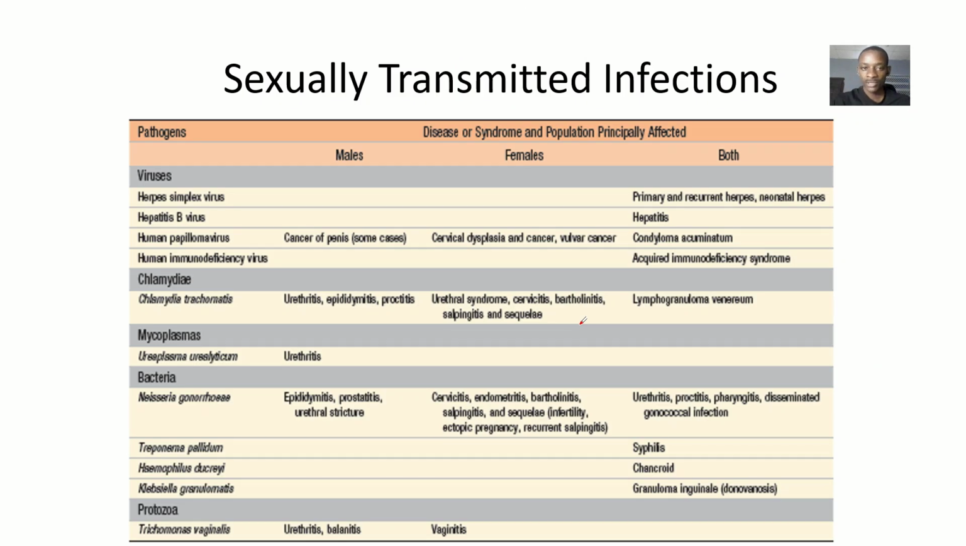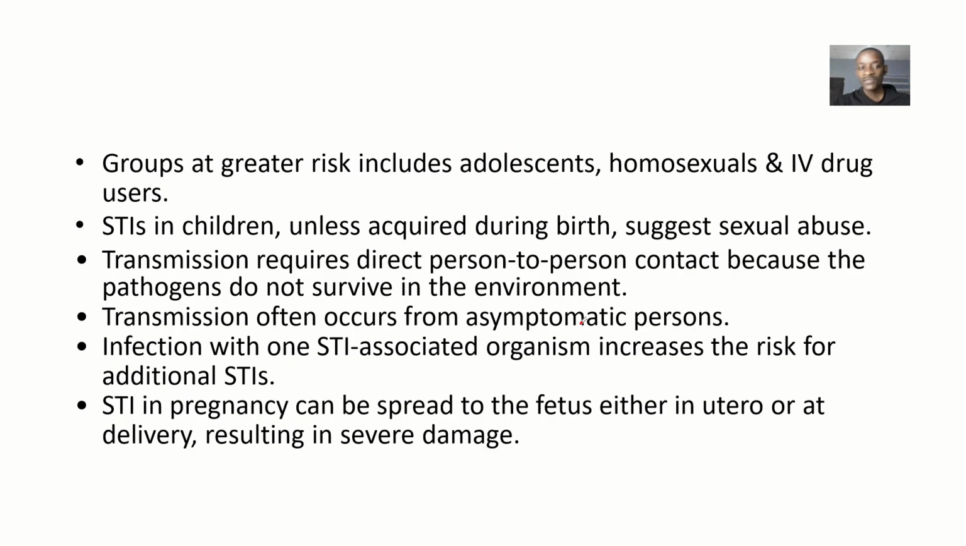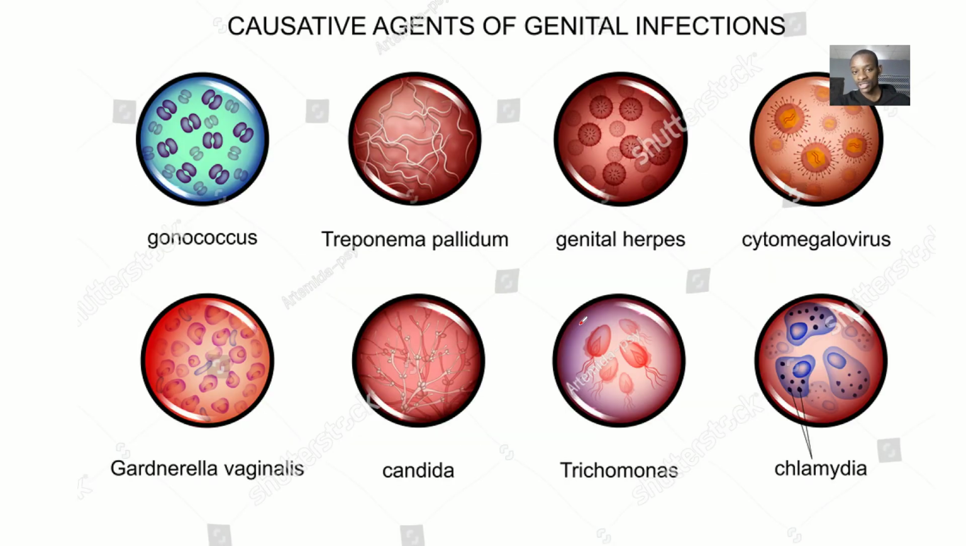This is a table here, but we have a series of introductions to this concept, right? So you see this, the causative agents of genital infections. That's basically still sexually transmitted diseases. You have things like the gonococcus, the Treponema pallidum, genital herpes, the cytomegalovirus, the Gardnerella vaginalis, Candida, that's yeast, Trichomonas and Chlamydia.